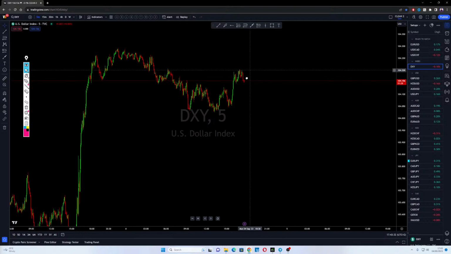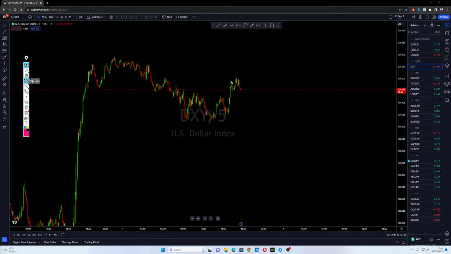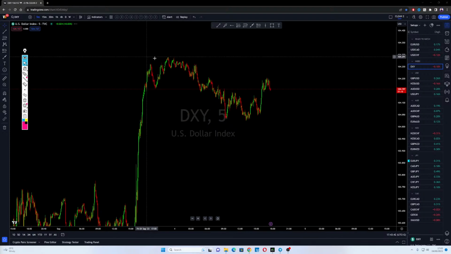This could be an expanded flat for upside. Still, the characteristics are there for this leg up, which we are currently trading. But it takes so long.